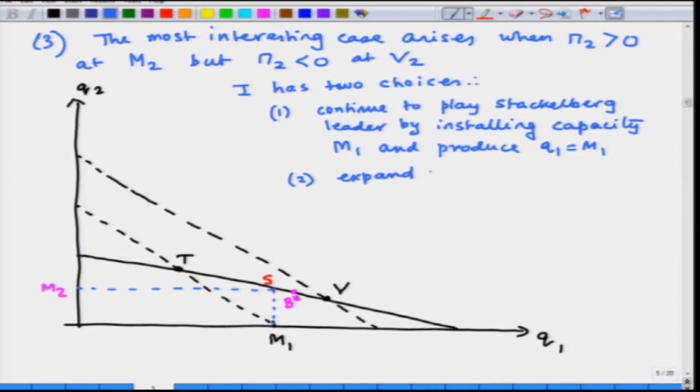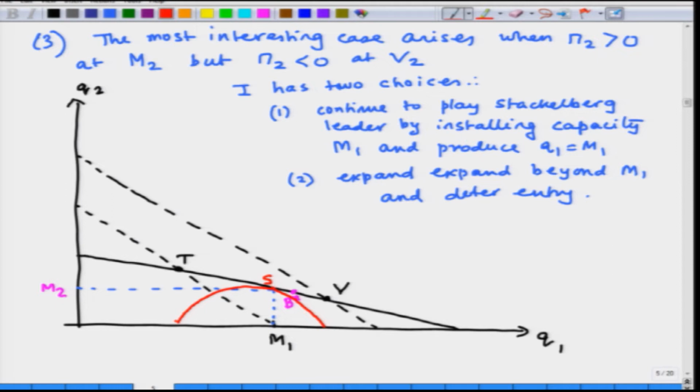So, it can expand capacity beyond M1 and deter entry. Which one of these two options the incumbent will choose will essentially depend on what its profit is. On one hand it can continue to play the Stackelberg leader and accommodate entry, in which case, if we draw the isoprofit curves of the incumbent, this would be an isoprofit curve corresponding to the Stackelberg level of output.